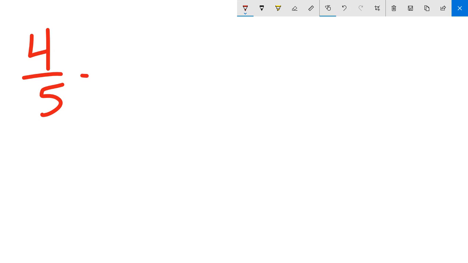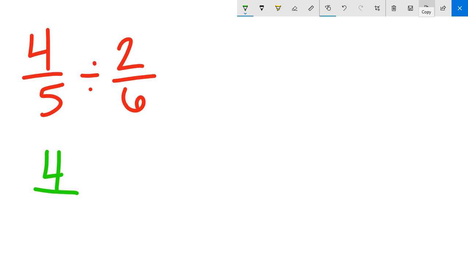4/5 divided by 2/6. So what we're going to do here is something called same change flip, or keep change flip. It depends on what you've learned it as. I prefer same change flip because that's what I learned when I was your age. So the first fraction, this 4/5, I'm going to keep the same. This division sign right here, I am going to change to a multiplication sign. And the 2/6, I'm going to flip, which if you remember, is called multiplying by the reciprocal.